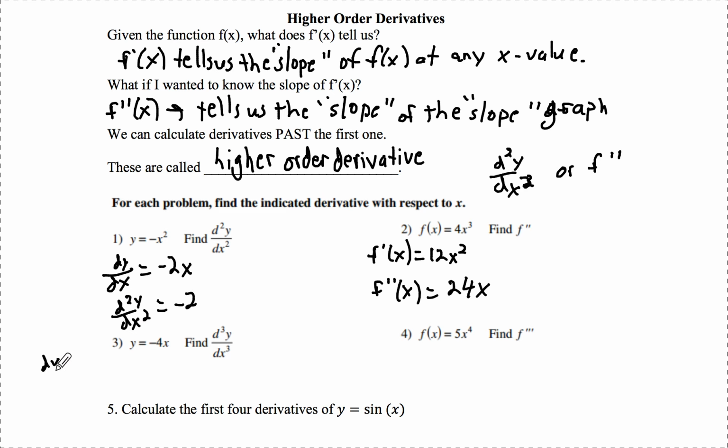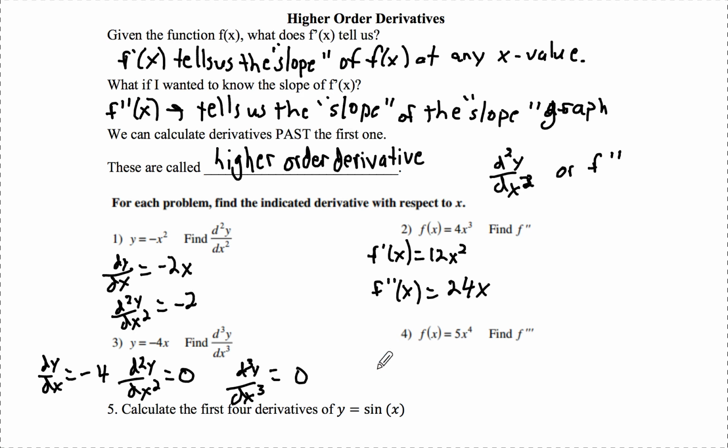All right. dy/dx, our first derivative of negative 4x, will be negative 4. Our second derivative, the derivative of negative 4, that's a constant. The derivative of a constant is 0. And then the third derivative is taking the derivative of 0. Well, the 0 is also a constant, so our derivative just stays 0.